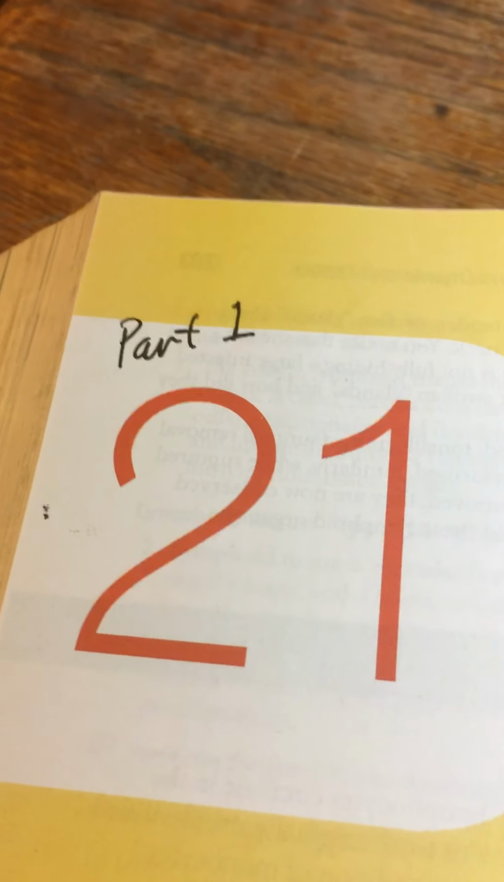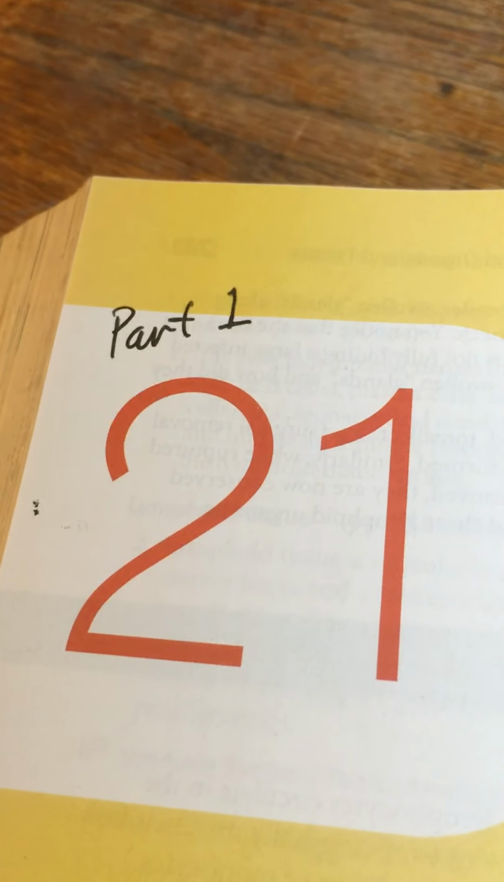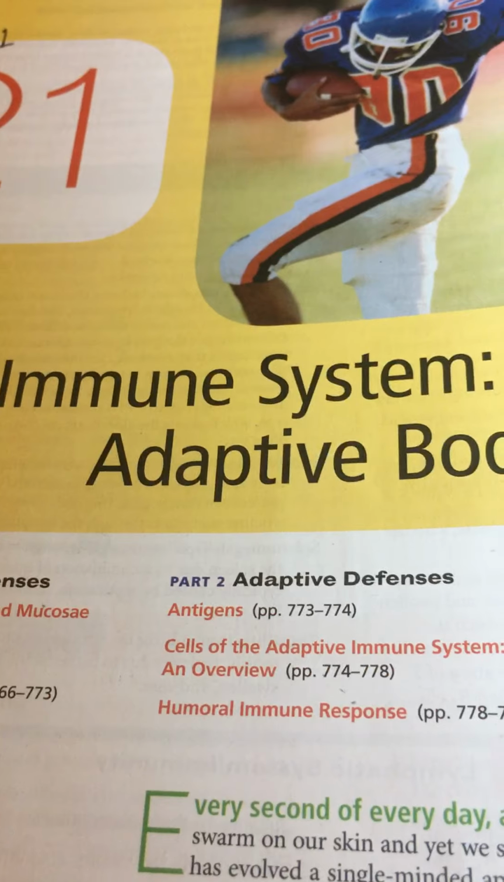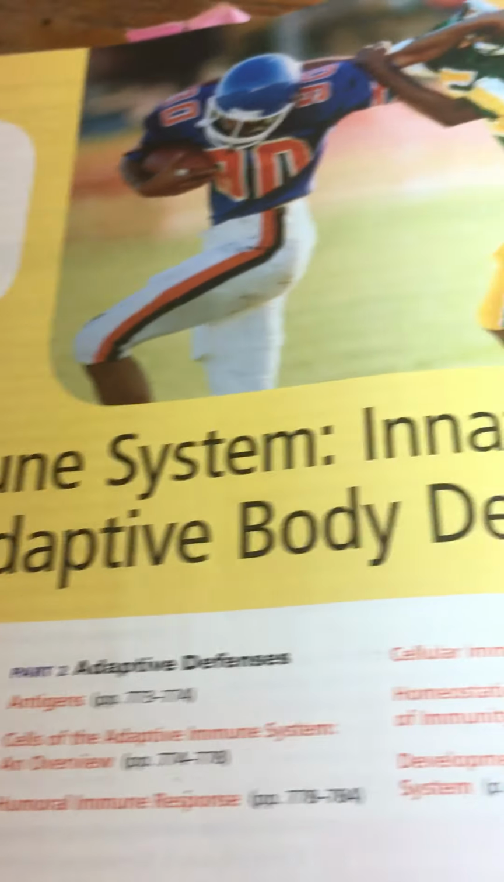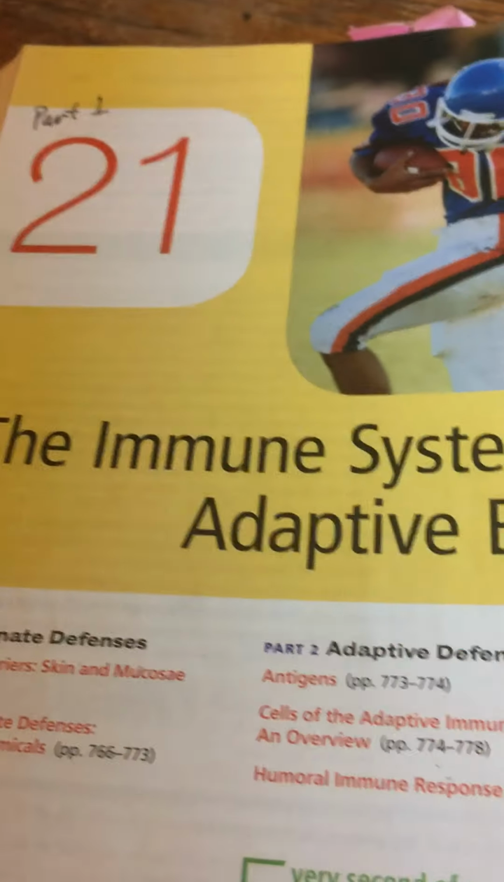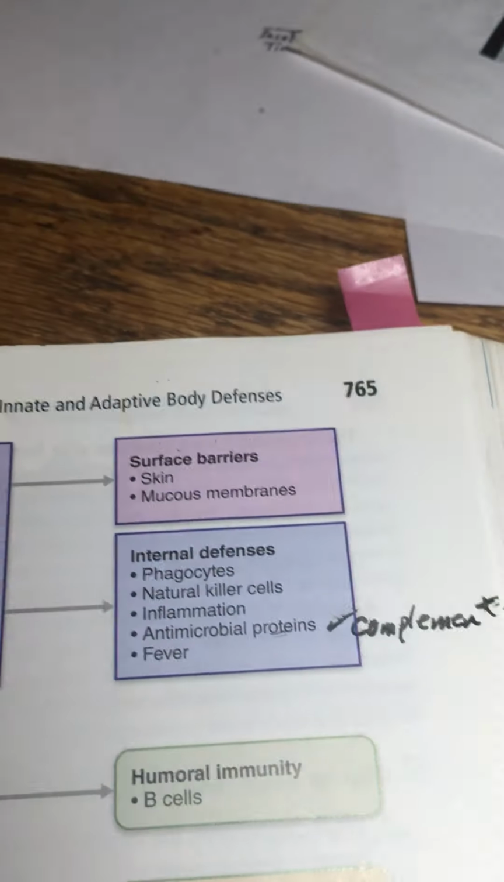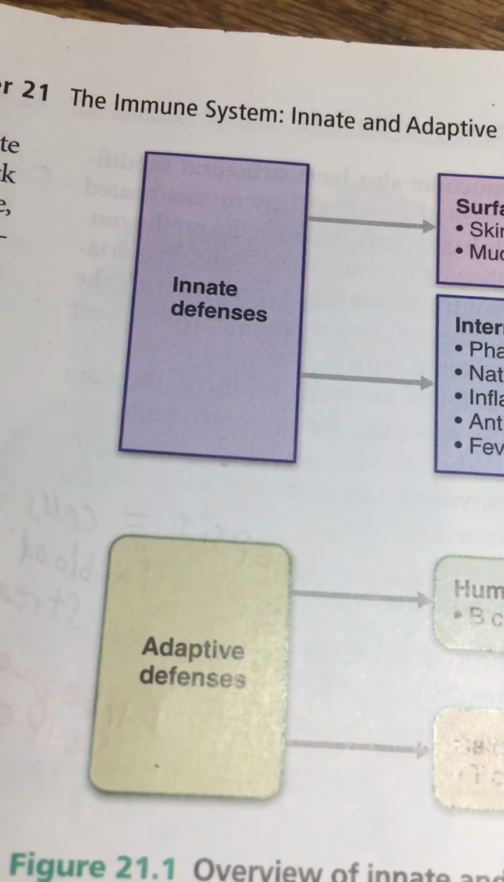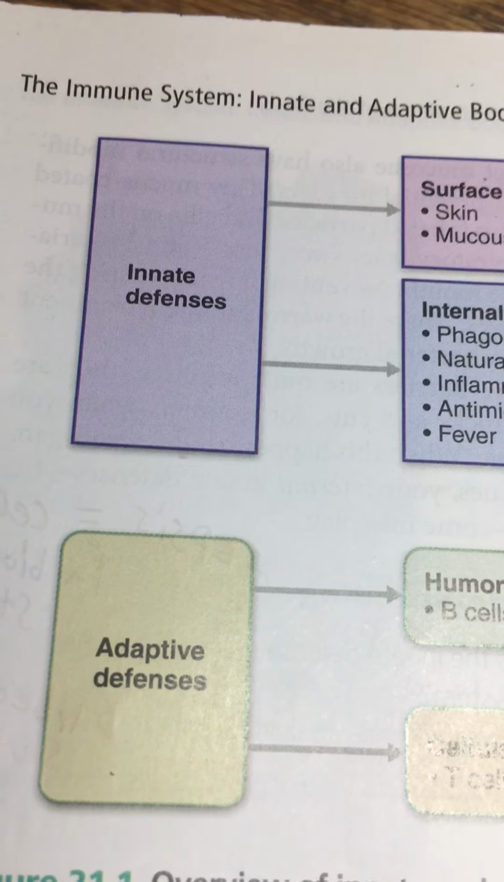Welcome to part 1 of chapter 21, the immune system. We're looking at both the innate and adaptive immune system. It begins, as you can see, on page 764, and we're going to come over here to this page 765, and we're going to gaze momentarily at, you could say, what's clickable.